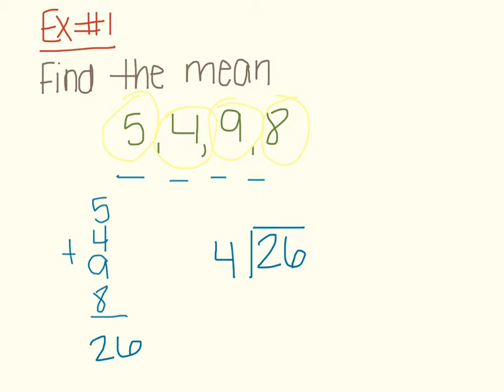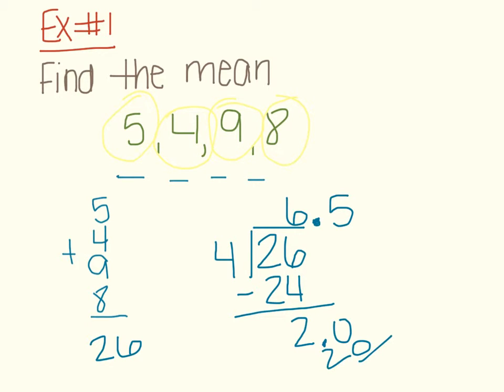And I just divide like normal. And I'm going to have 2 left over, so I'm going to have to add a decimal and a 0, bring the decimal straight up, and 4 goes into 20 5 times evenly. So our mean would be 6 and 5/10.